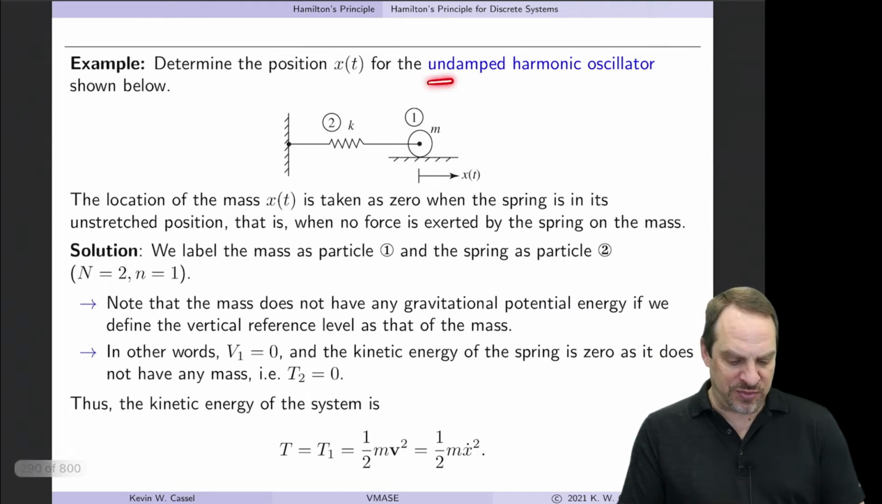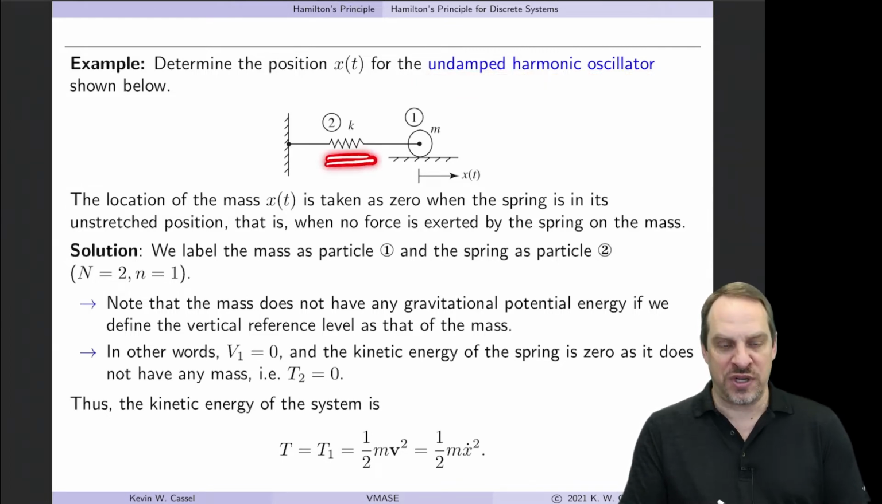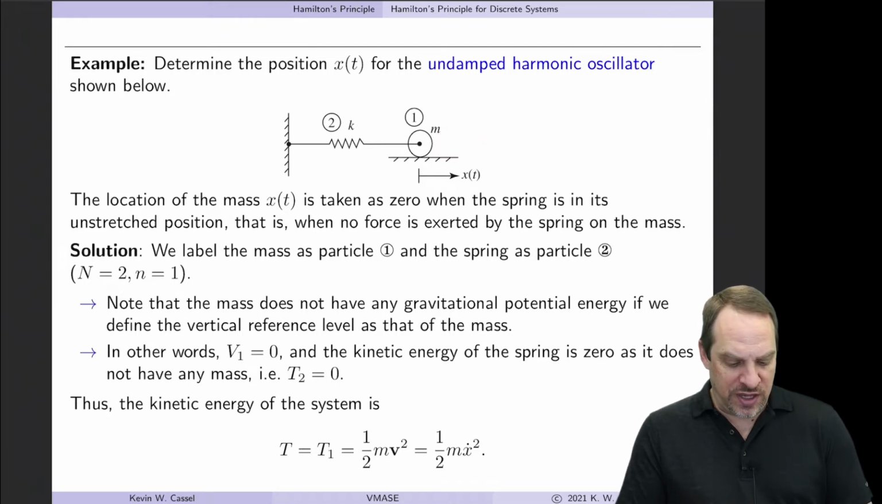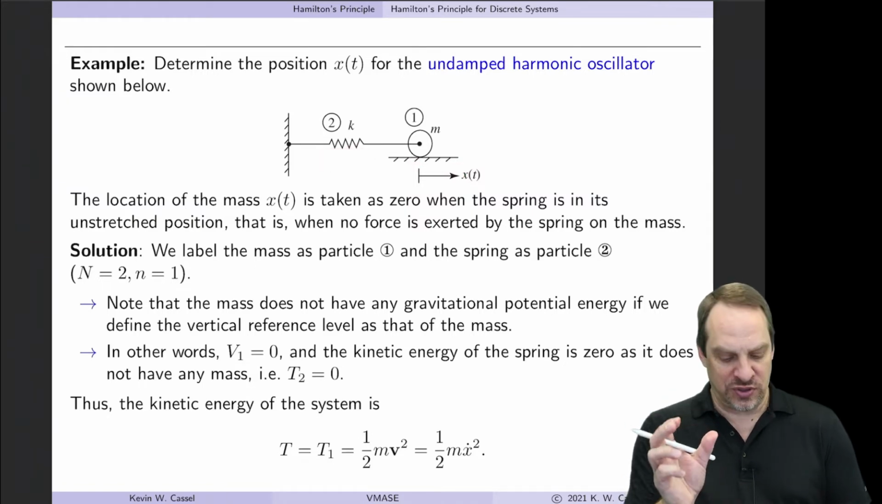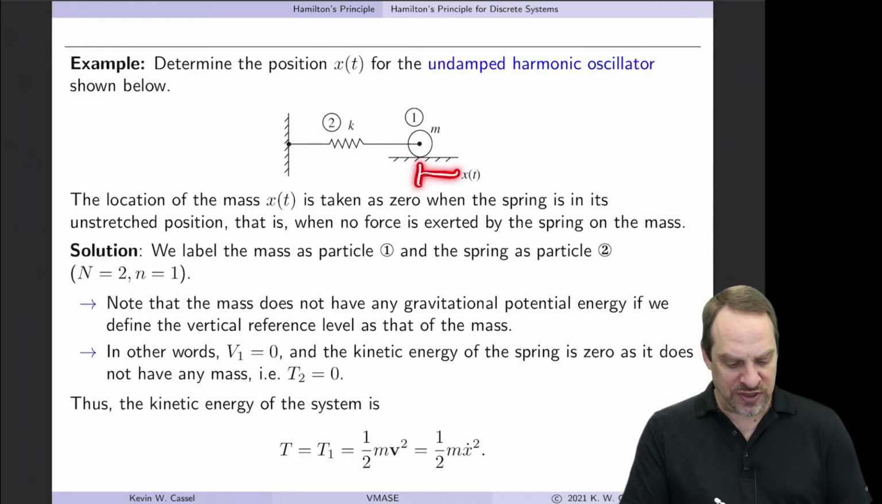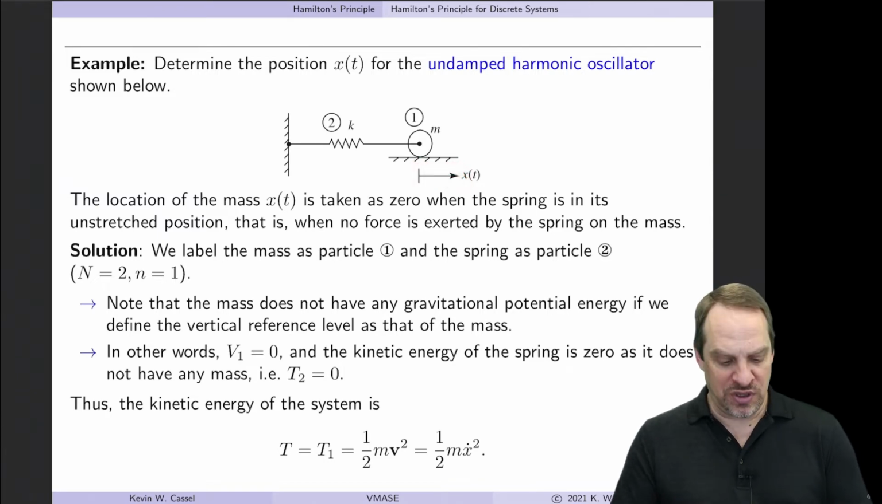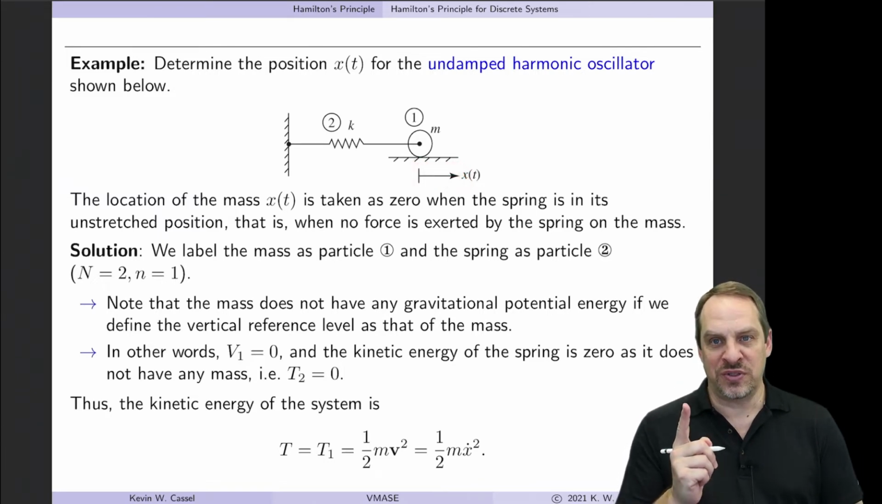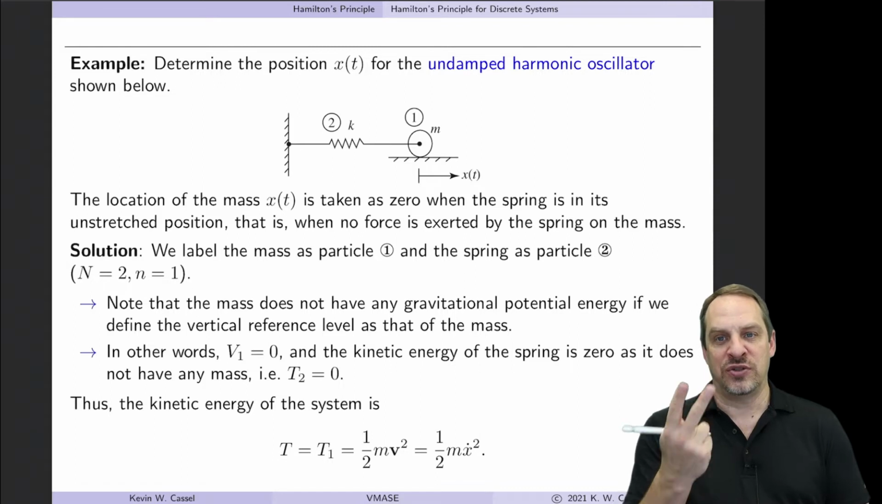This is the undamped harmonic oscillator. So we have a spring, a linear spring, spring constant K, connected to a frictionless mass M, which can go left and right. X of t will be measured from its neutral position. So when the spring is such that there's no force in the spring, that will correspond to x of t equal to 0.